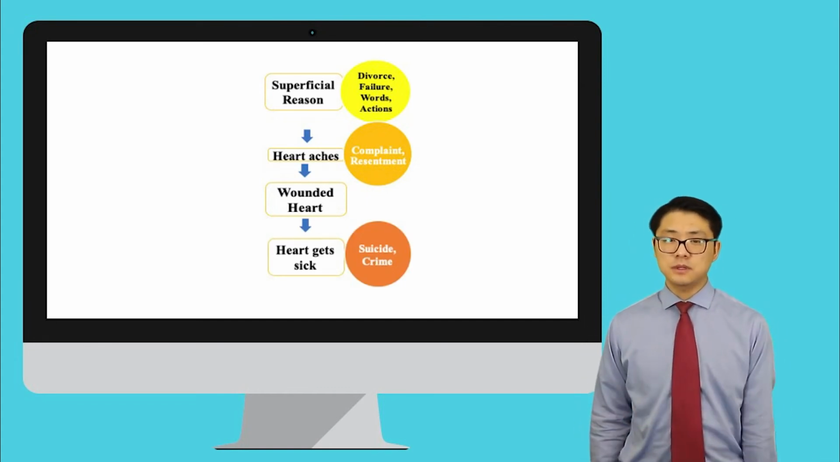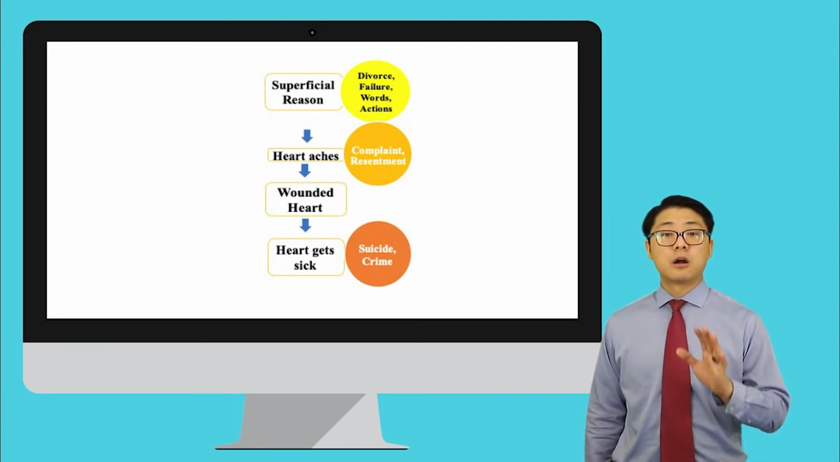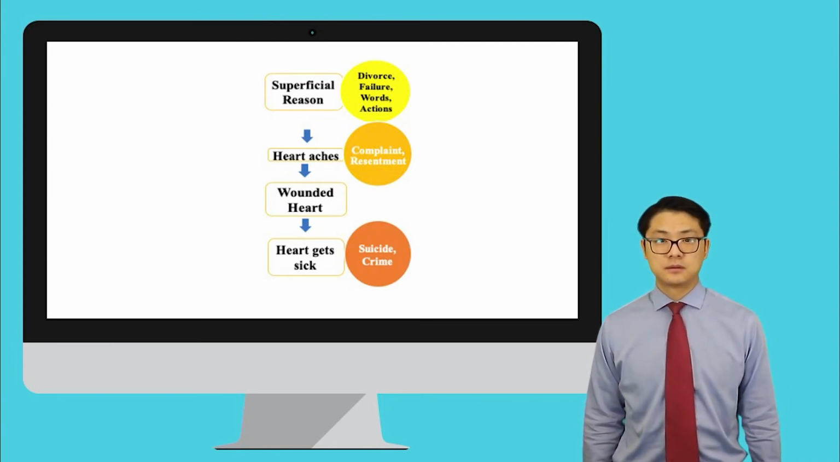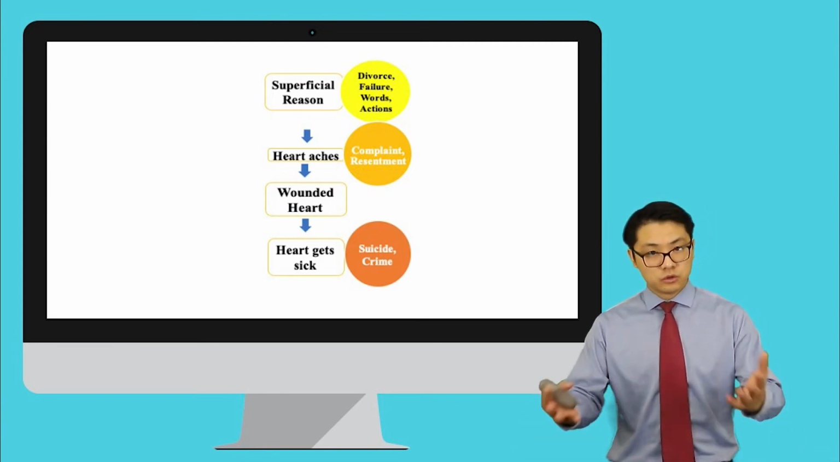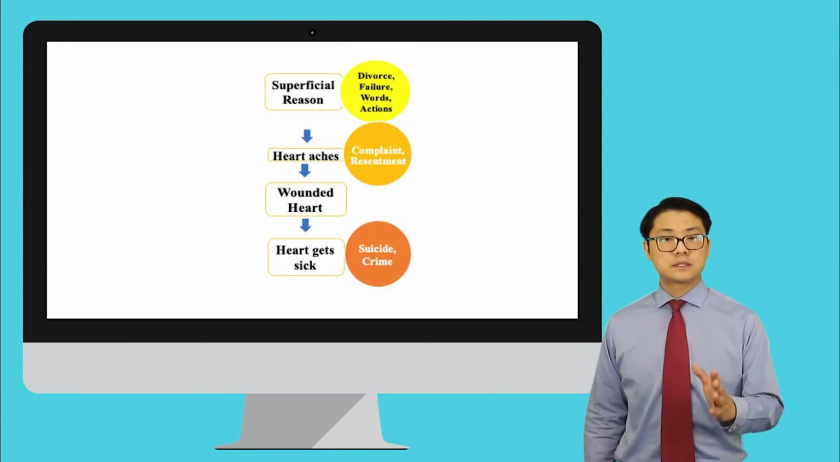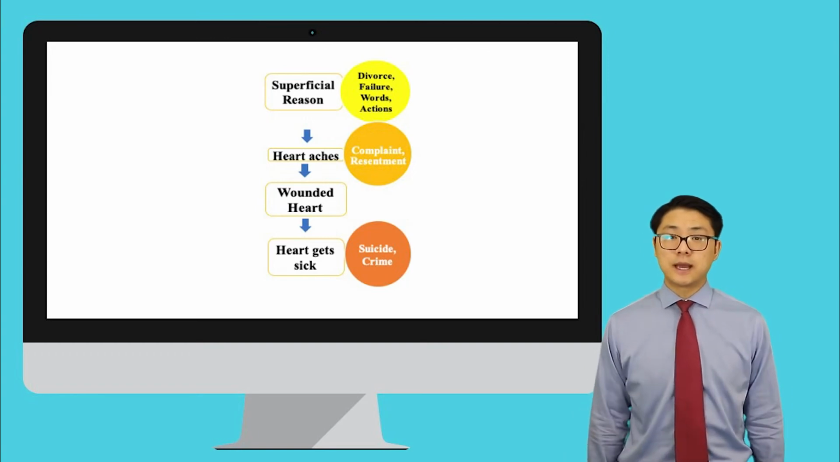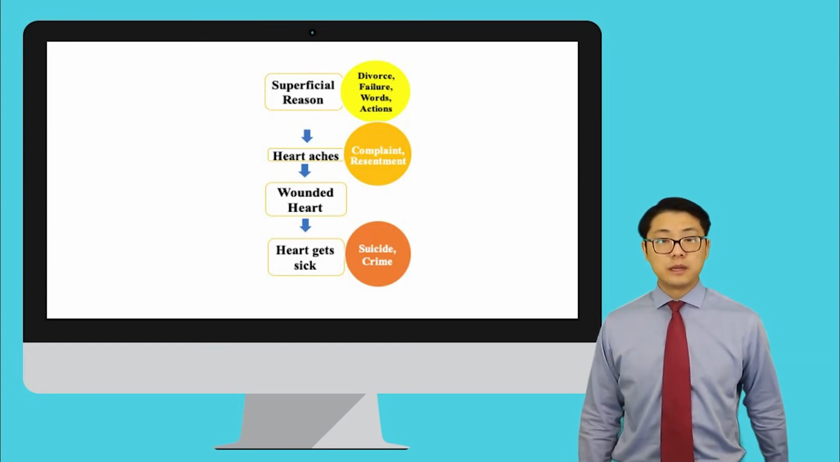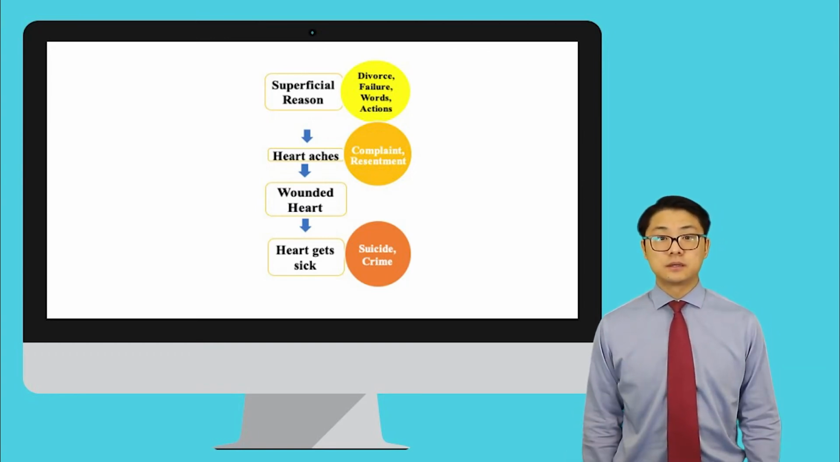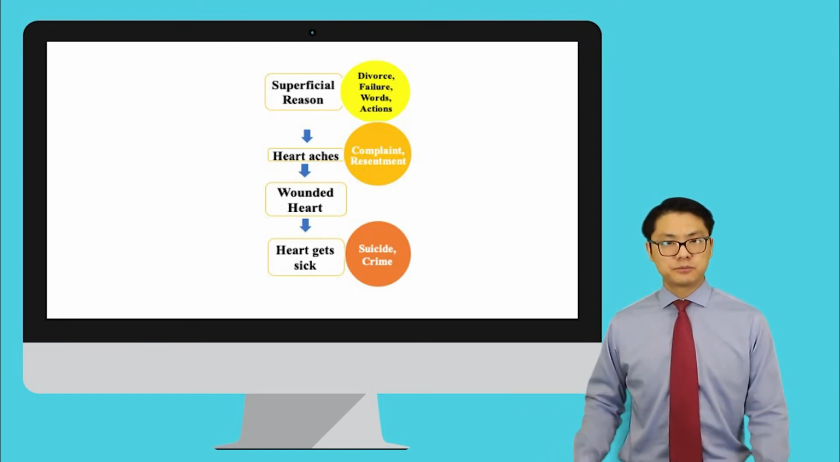Now, finally, our hearts get sick. What does that even mean? Well, you know what that means. Our hearts get sick to a point where suicide begins to look like a good idea, and where committing crimes begins to look like a good idea. And for a while, it carries on pretty well.